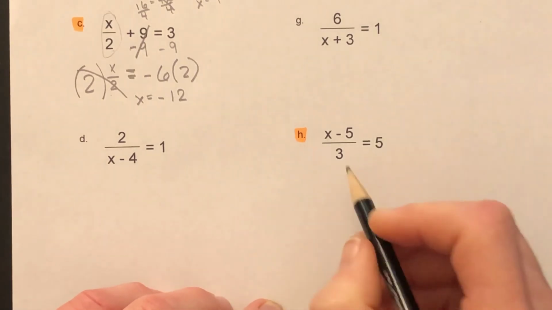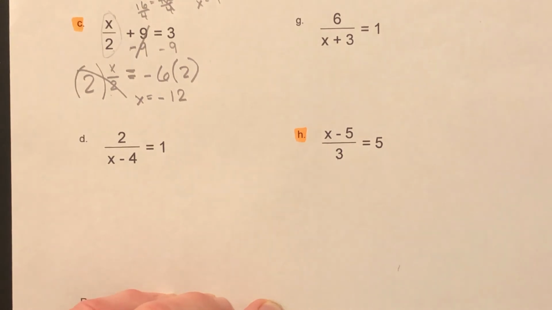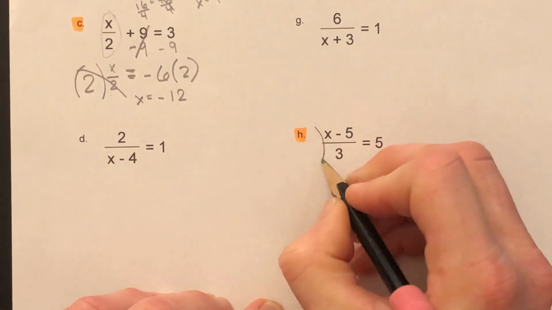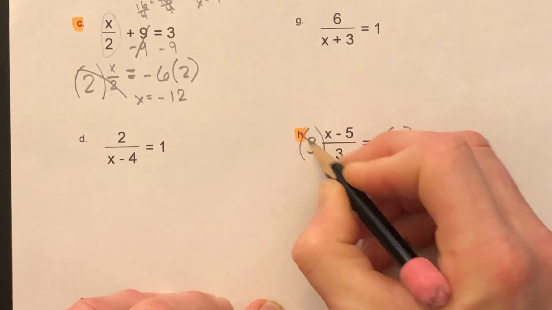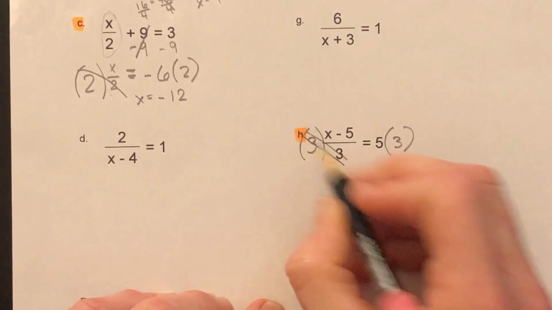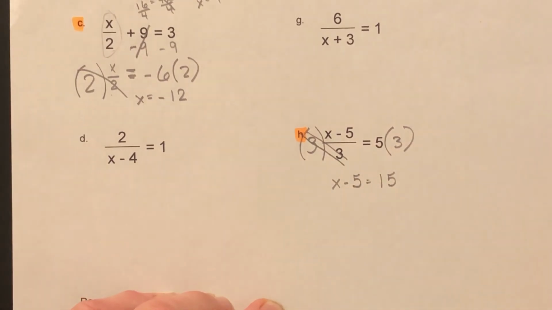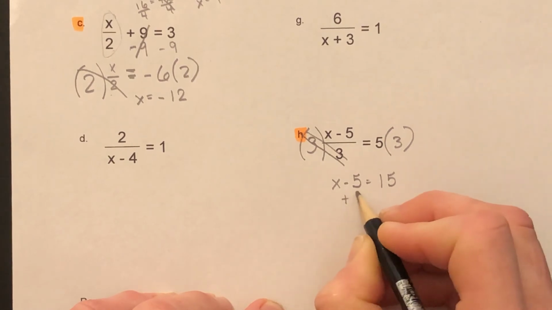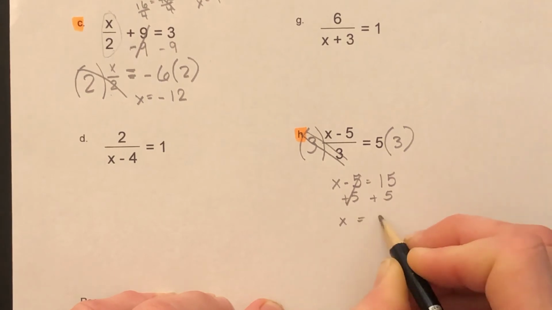Down to H. As I did on the previous 2, I have a 3 on the bottom. I don't want the 3 on the bottom, so I'm going to multiply this fraction by 3. Isn't that neat? There are all things you can do to algebraic equations to make them simpler. You just have to understand how it works, or how math works. So that cancels out. I have x minus 5 equals 15. I will add 5 to both sides. And then I have x equals 20.